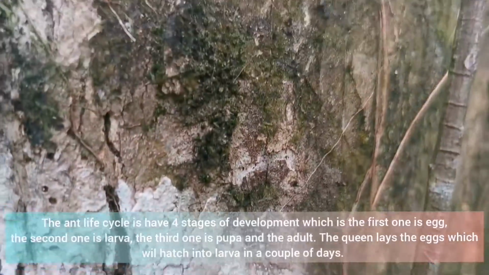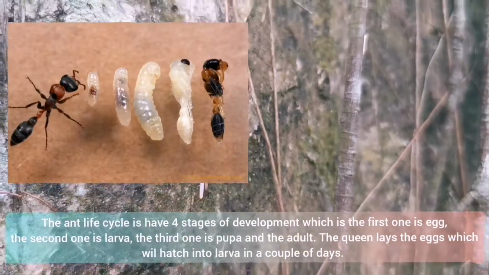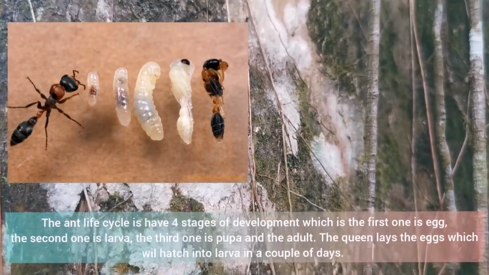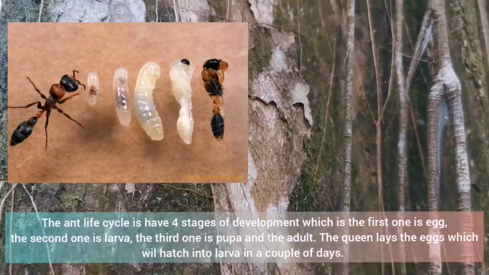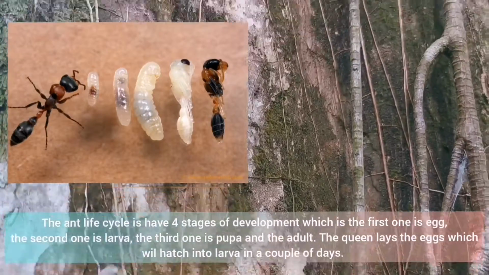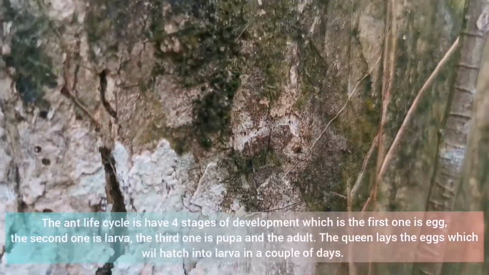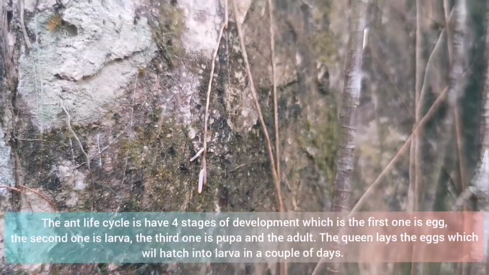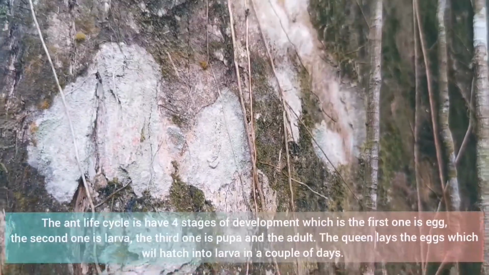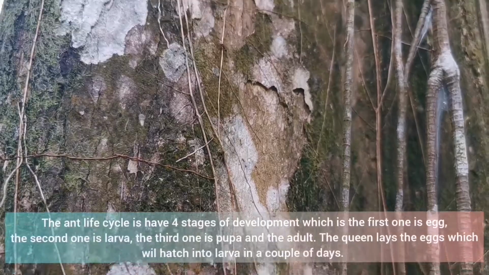The ant life cycle has four stages of development: the first is egg, the second is larva, the third is pupa, and then the adult. The queen lays the eggs, which will hatch into larvae in a couple of days.